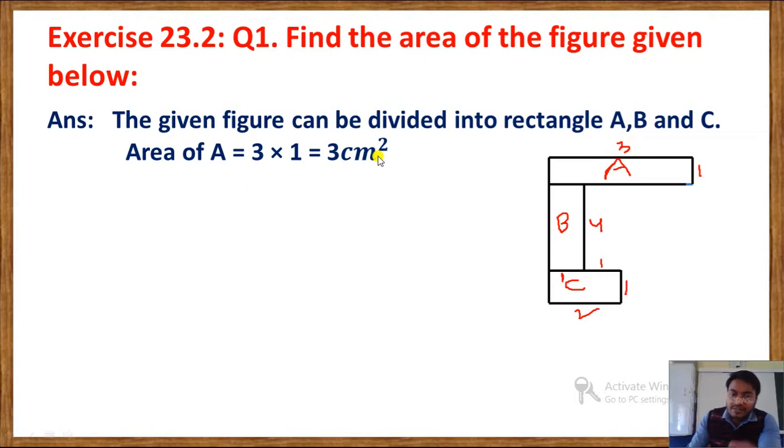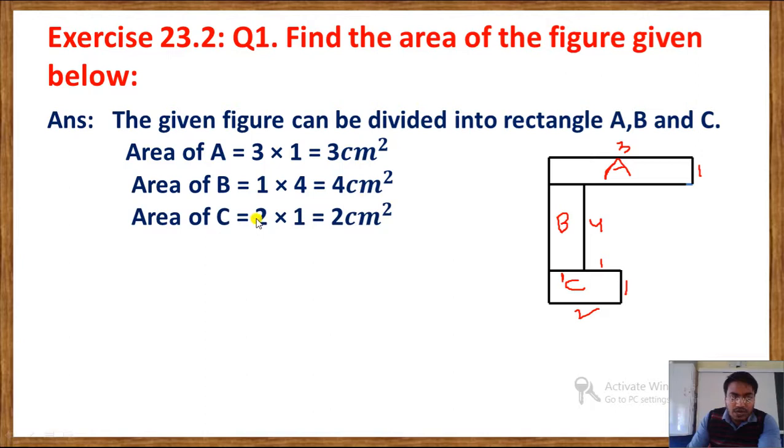Now we are finding area for particular rectangle. Just now we found out area for A. Now we will go for area of B equal to 1 into 4. Here you can see 1 is length and 4 is breadth here. Okay, so 1 into 4, when we multiply we'll get 4 centimeter square. Now we'll go for C. So area of C equal to 2 into 1. 2, this is the length, and 1, this is the breadth. Okay, 2 into 1, 2 centimeter square.